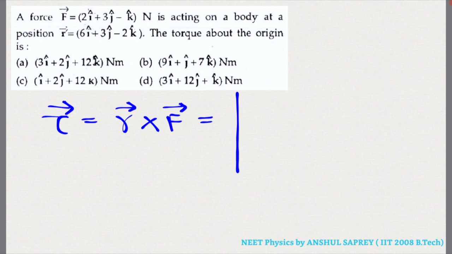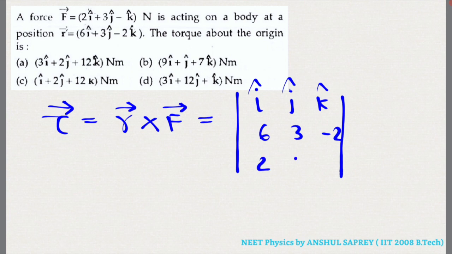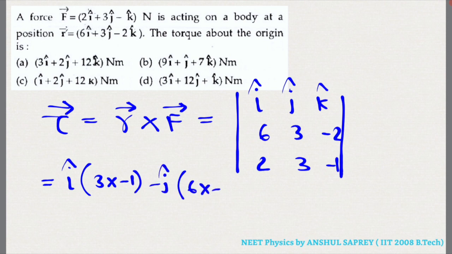Let's draw the determinant. First row is i, j and k. Second row will be components of r vector, which is 6, 3 and minus 2. Third row will be the components of F vector 2, 3 and minus 1. So let's solve this determinant. I cap into 3 into minus 1 minus j cap into 6 into minus 1 plus k cap into, let's solve this determinant.